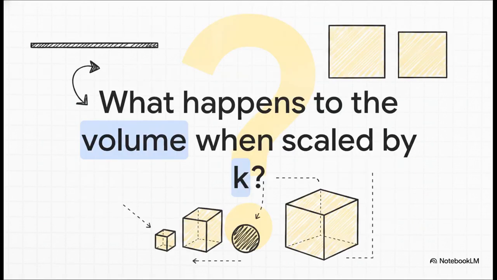And that leads perfectly into our final transfer challenge. We know 1D scales by k, and we know 2D area scales by k squared. So, what do you think happens to the volume, a three-dimensional measurement, when a similar figure is scaled by k? I'm going to leave you to reason through that progression on your own. Keep applying these patterns, and I'll see you in the next explainer.